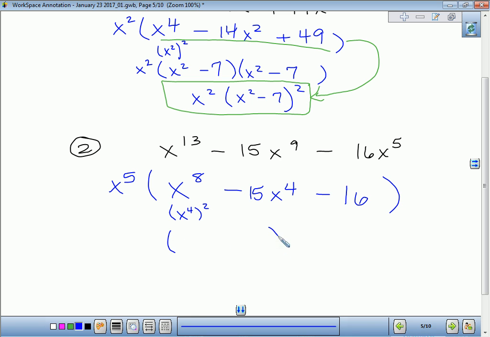Okay, so this would factor to x to the 4th and x to the 4th, and negative 16 and negative 16 and negative 15. That's going to be a 1 and a negative 16. But we're not done. What do you see? This is the difference of squares. So take it a step further.